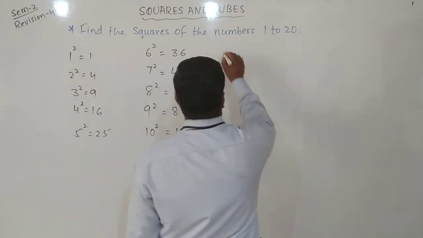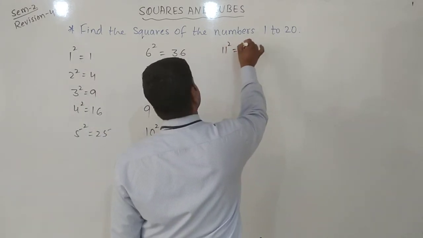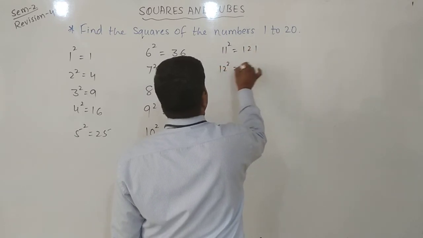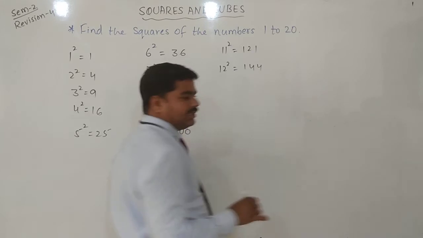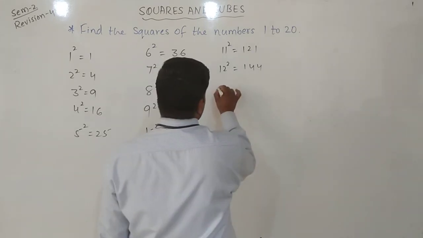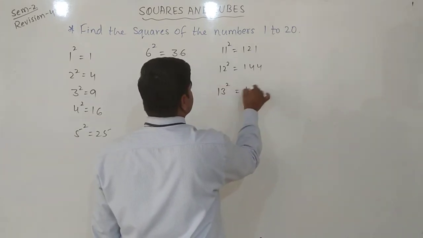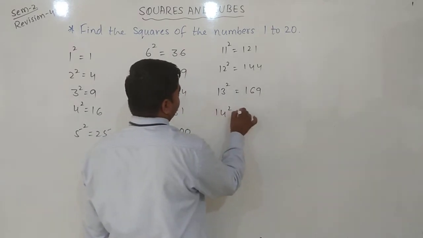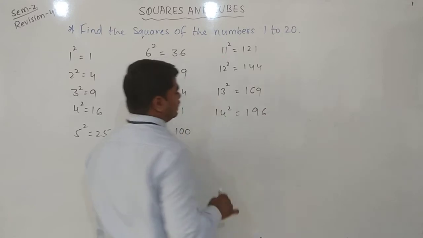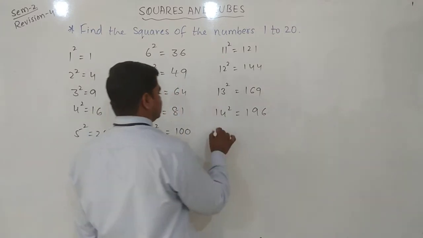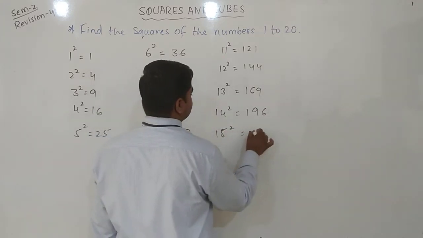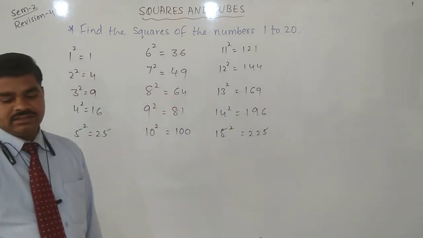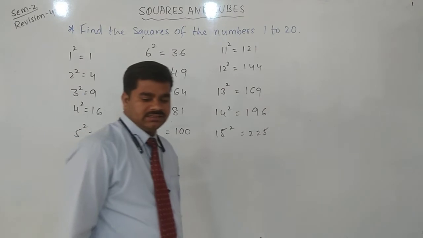Next, 11 square, 121. 12 square, 144. 13 square, 169. 14 square, 196. 15 square, 225. Let's write this.